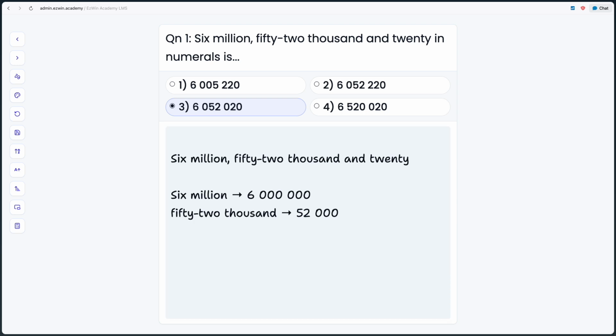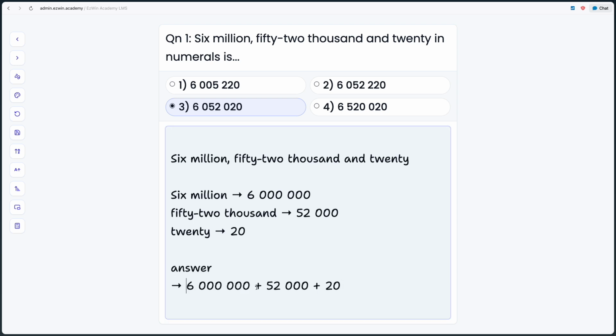And lastly, we have 20, which is pretty straightforward. For the answer, we'll just add them all together. So the answer will be 6 million plus 52,000 plus 20. And what will this give us? 6,052,020. So the answer to this is option number 3. All right, let's move on to the next question.